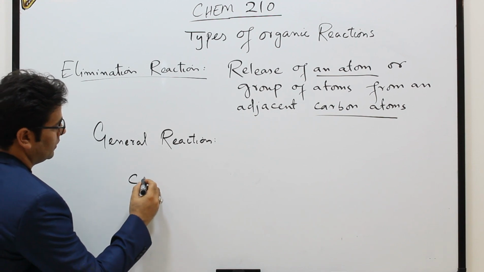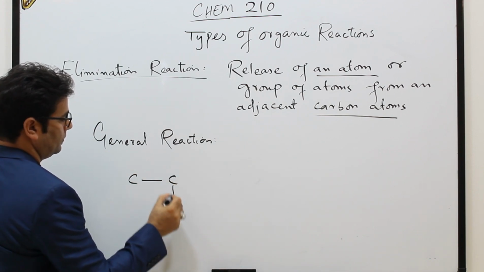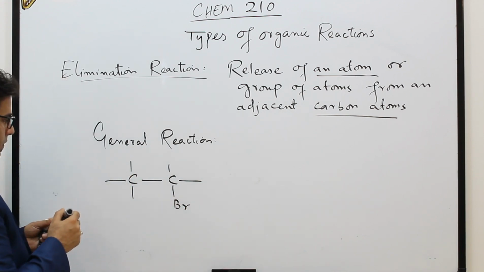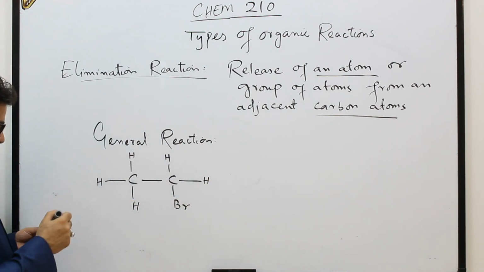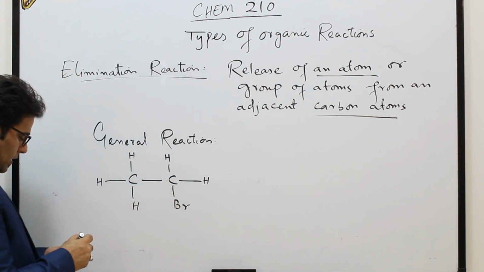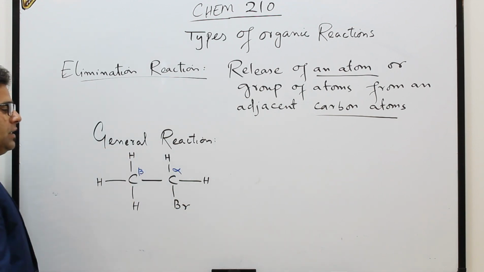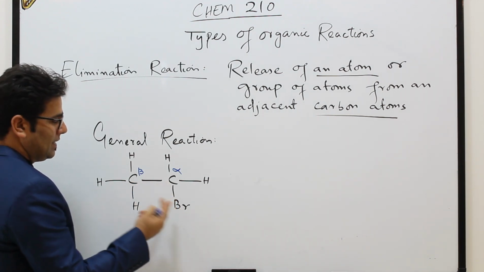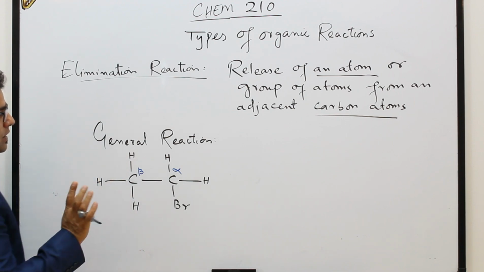let me tell you one thing. For example, if I put here bromine, and the others are hydrogens. Now what is happening here: the carbon where bromine is attached, we call it the alpha carbon, and the next carbon is called the beta carbon. So the carbon next to the carbon where bromine is attached is called the beta carbon. If it is a beta carbon, we call them beta hydrogens. So these hydrogens are beta hydrogens.